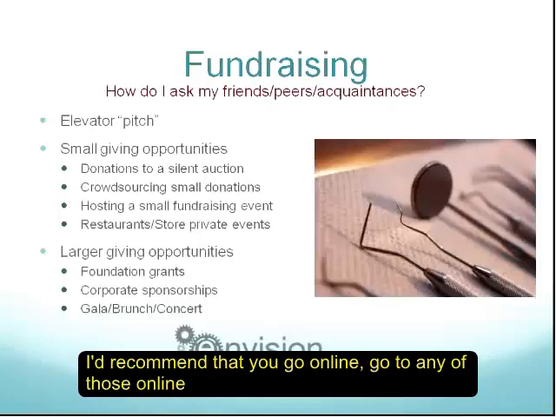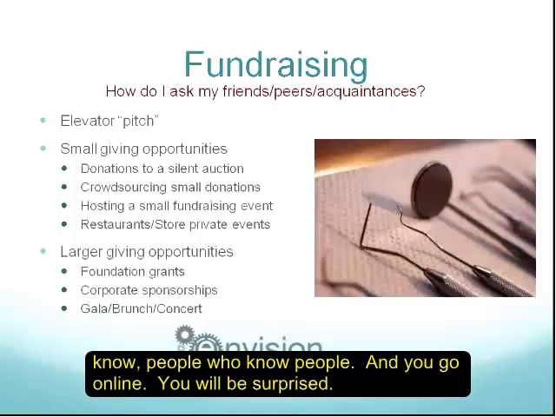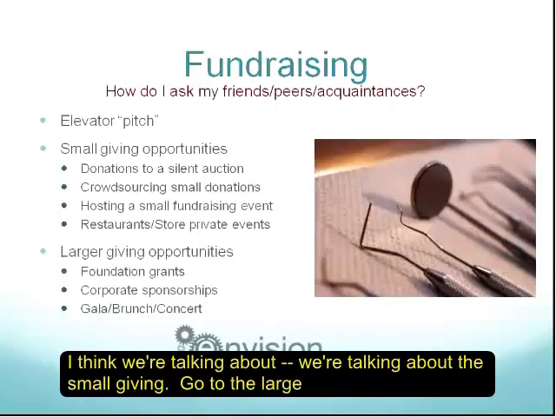So I'd recommend when everybody gets off this phone call with me that you go online, go on to any of those online auction companies, see what they're doing, and then maybe start making a list of things from people who know people, and you put it online. You'd be surprised. And remember, it is not just a national online auction, it's international. So that's the way to raise money right now.